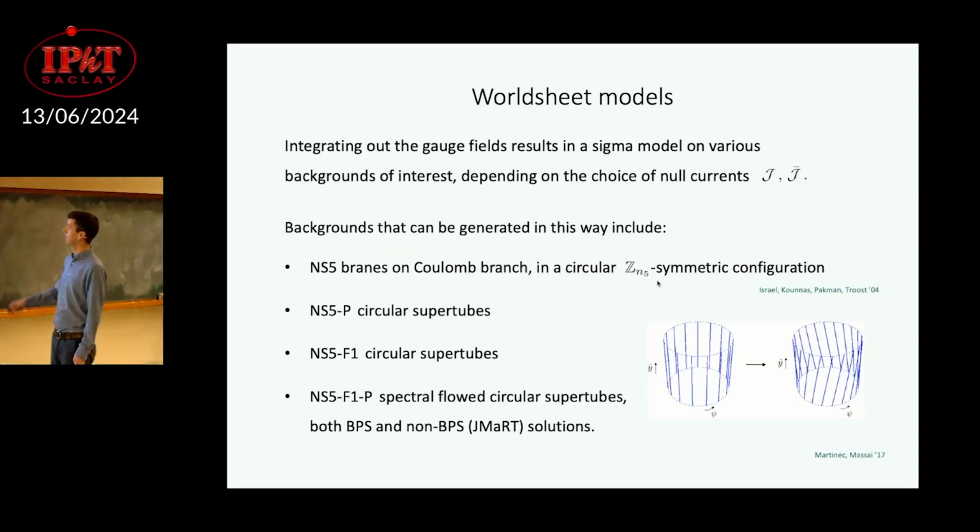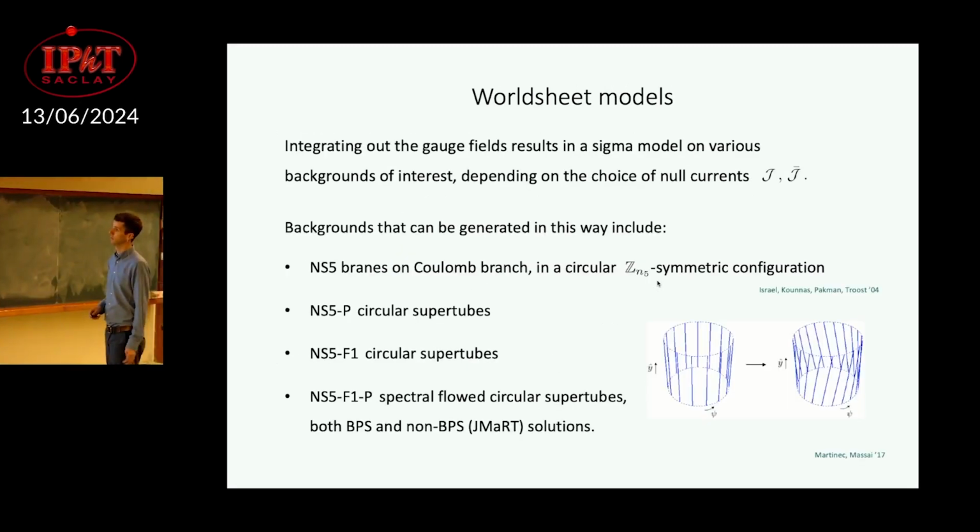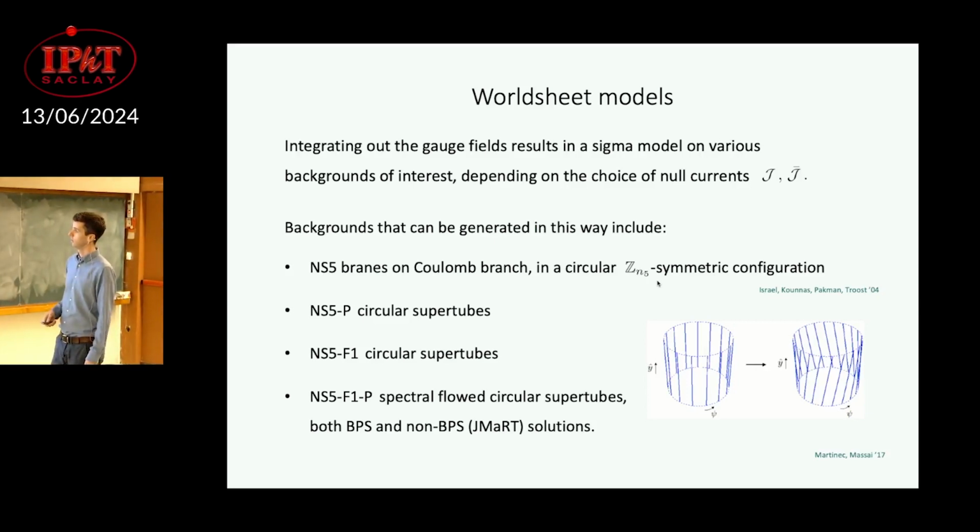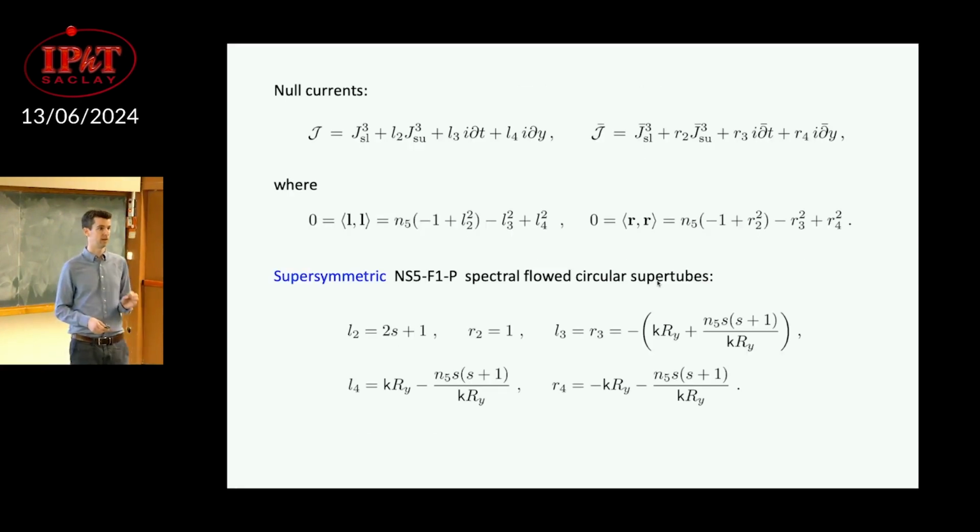And so there are various families of backgrounds that can be generated in this way, including 5 branes just separated out onto the Coulomb branch in a circular ZN5 symmetric configuration, 2 charged supertubes, and also 3 charged spectral flowed supertubes. So the details of which background we're describing is encoded in the parameters for the embedding of the null currents.